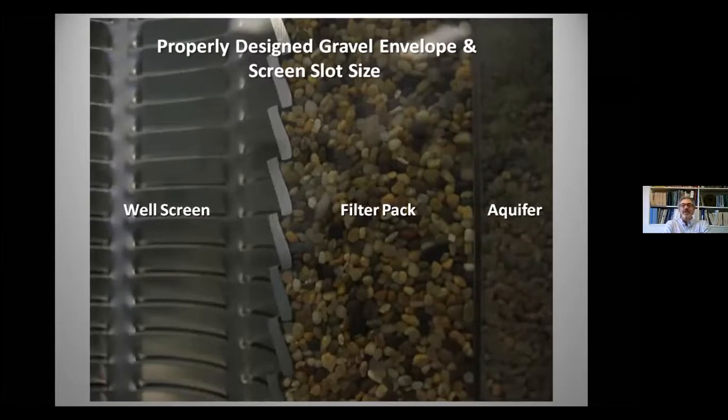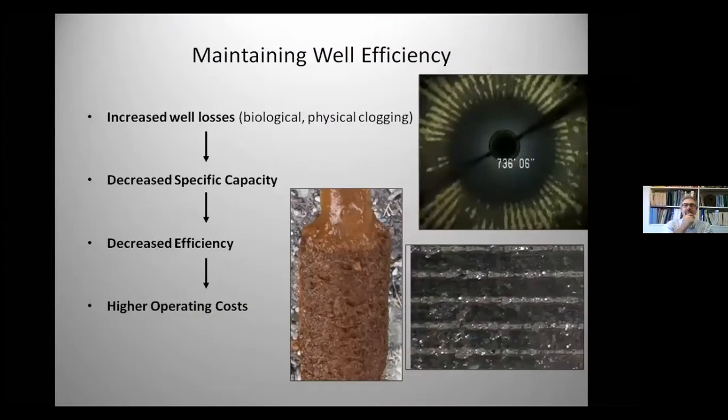All right, so when we're all said and done, we've developed it properly, we've applied the right filter pack gradation techniques, we've cleaned the aquifer out sufficiently during our development process, our well screen is clear, the slot size is properly selected and open after you develop it, well, that's fine. But what happens a few years down the road? Mother Nature takes over here, and now we start seeing more well losses creep in. So despite our best efforts during the design and construction process to build efficiency into our well, now we have to maintain that efficiency by watching how the well performs over its lifetime.